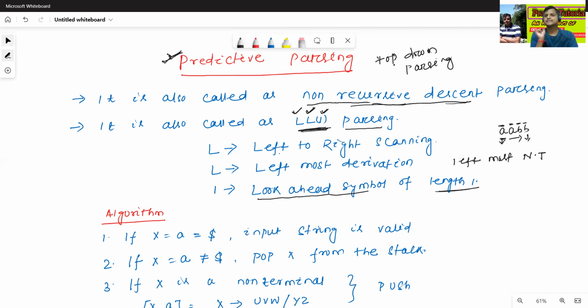Look ahead means it just checks whether the variable exists or not. If the variable exists, then the parser will apply this particular production. How to apply this production, we'll understand with the help of one example. Don't worry. The next one, the algorithm.